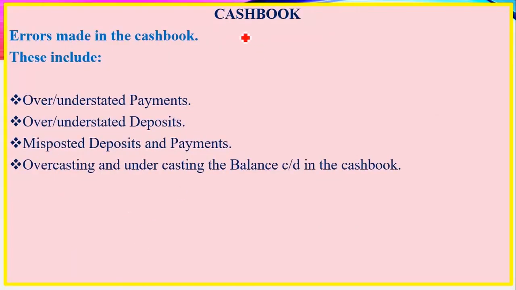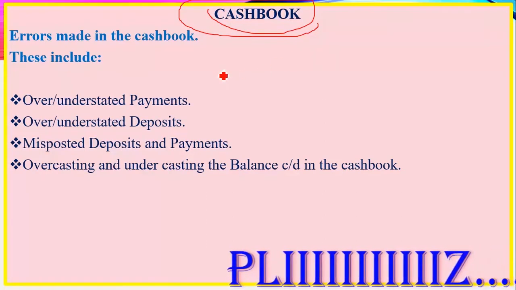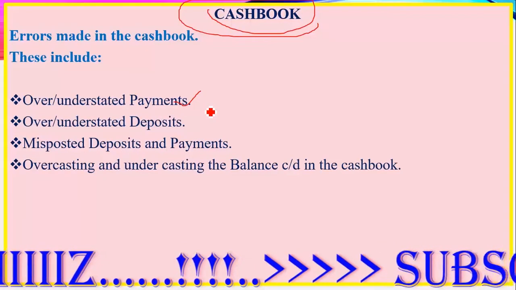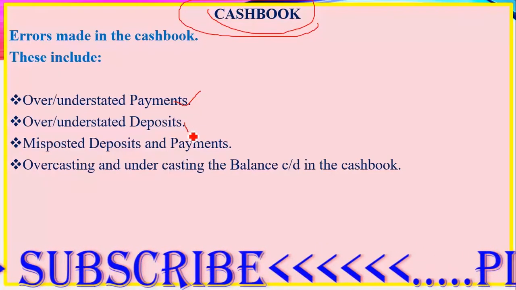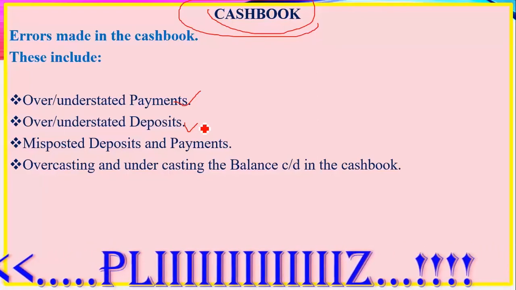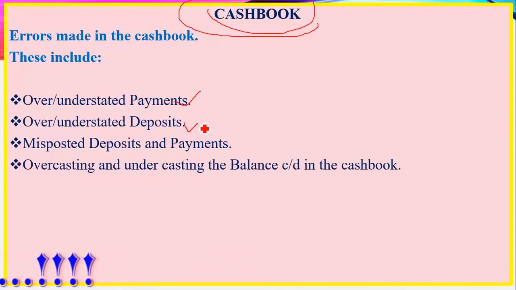Let's look at some of the errors that may take place in the cash book. What are some of the errors that you can end up committing when you're preparing the cash book? The first error here is over or understated payments. Again, like we have said, you can overstate the figures, you can understate the figures. Then we have over or understated deposits. You might state more than what you actually deposited. You deposited 20,000, but you overstate it in your cash book. Instead of 20,000, you write 200,000.